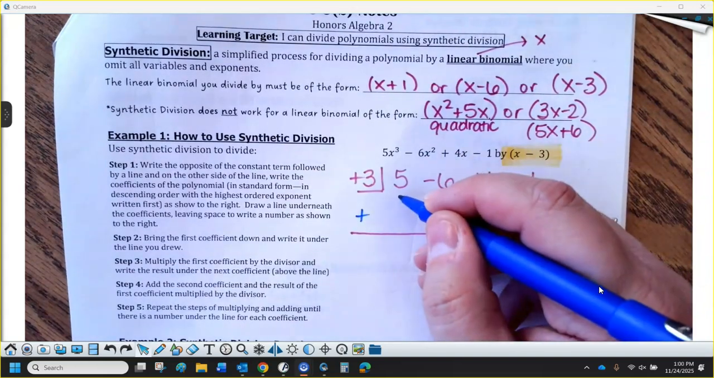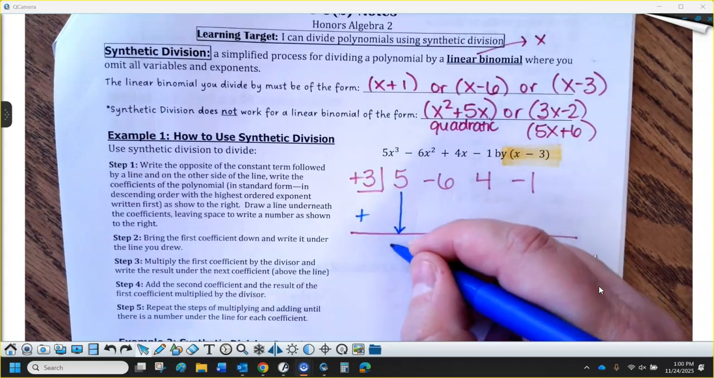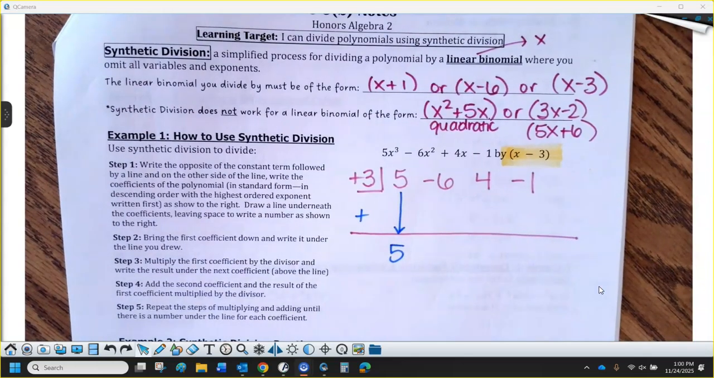The very first step, you just take that very first number, this is a 5 here, you just bring that down and write that below the line. That's the very first step. Once you did that, everything else is going to go from left to right, and it's going to be the same step, but the first thing after you set it up is just to bring down that first coefficient. Now I'm going to grab my highlighter to show you what I'm going to do.